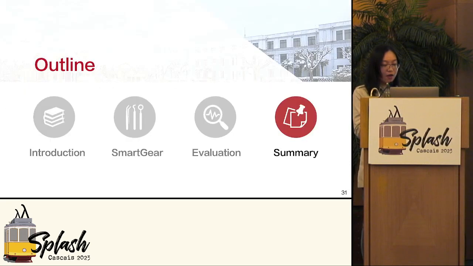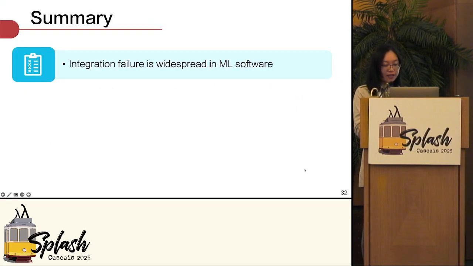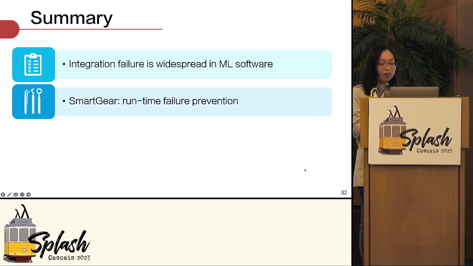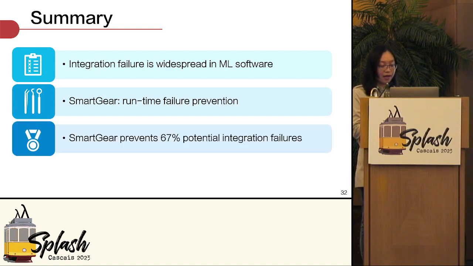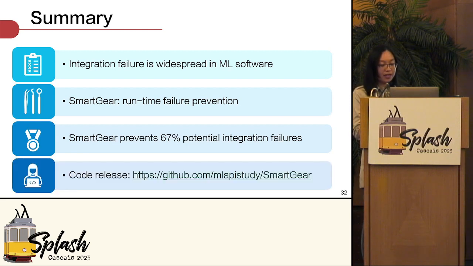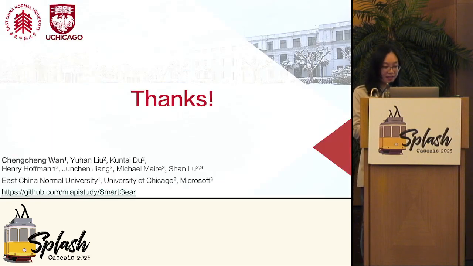And finally, I will go to the summary. So integration failure is widespread in machine learning software. To solve this problem, we propose SmartGL, a tool that automatically detects and converts mismatching or incorrect ML API output at runtime, serving as a middle layer between the ML API and the software. Our evaluation proves its effectiveness. We welcome people to try our tool and join us in improving machine learning software. Thank you.